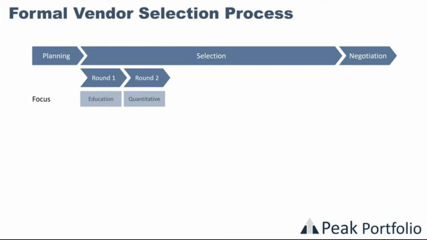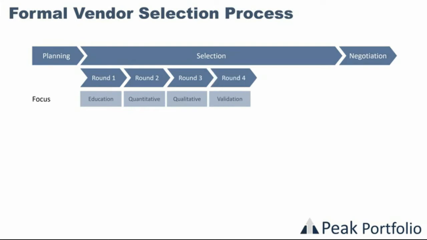Round 2 has a quantitative focus, and that's where you're going to have something structured like an RFP where you dive into requirements and questions to help differentiate the vendors and ensure that they can meet your requirements in detail. Round 3 is a qualitative focus, and that's where you have on-site demos and presentations, and you're going to be calling customer references and maybe even doing customer site visits.